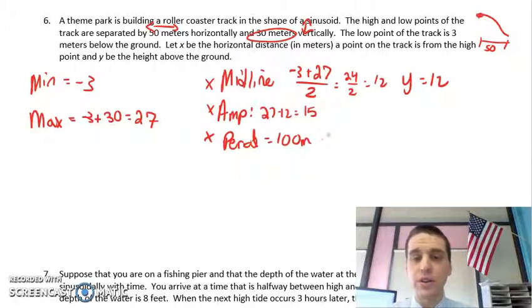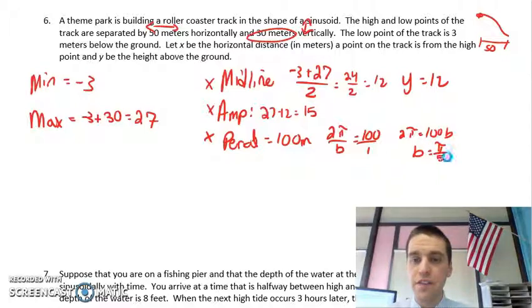And therefore, we now need to find b. 2 pi divided by b equals 100. If you put it over 1 and cross multiply, you get 2 pi equals 100b. And so b equals, if you divide by 100, pi over 50. And so now that I have the midline, the amplitude, and the period, I can actually write our function out.